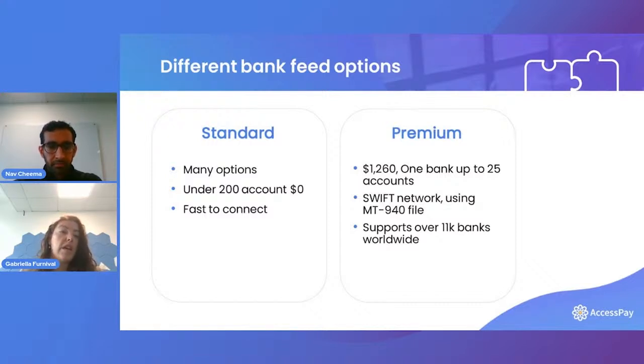And then we've got the premium option, i.e. AccessPay. The key differences between the two are just the way in which we get the data from the bank. With AccessPay, we are leveraging the Swift network for retrieval of these bank statements. We have access to more than 11,000 banks worldwide, and we receive this statement data in an MT940 or CAMT format.